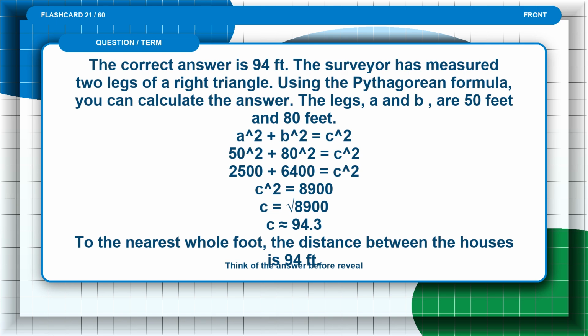Flashcard 21. The correct answer is 94 feet. The surveyor has measured 2 legs of a right triangle. Using the Pythagorean formula, you can calculate the answer. The legs, A and B, are 50 feet and 80 feet. A² plus B² equals C².